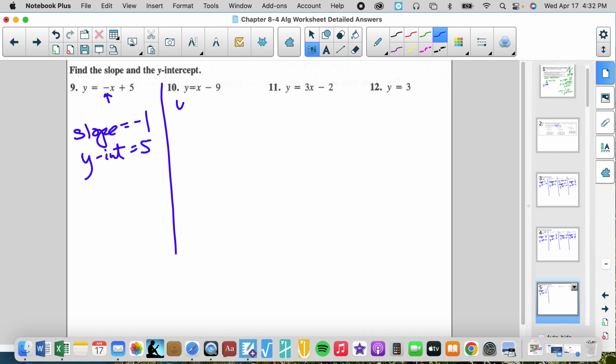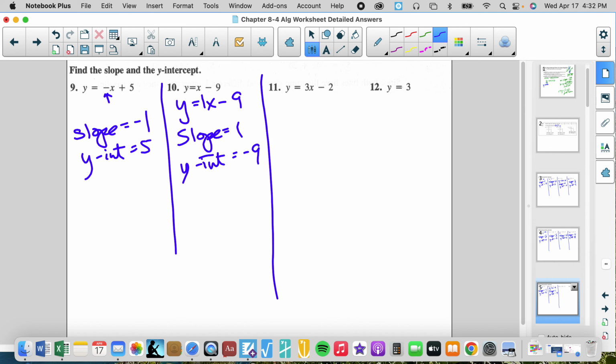This says y equals x minus 9. So my slope is the coefficient of x, which is 1, and my y-intercept is negative 9. My slope is 3, and my y-intercept is negative 2.